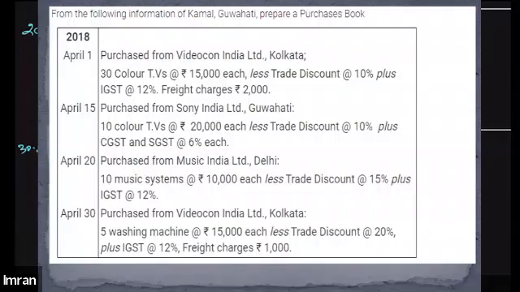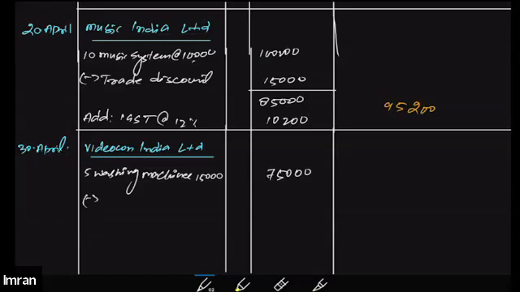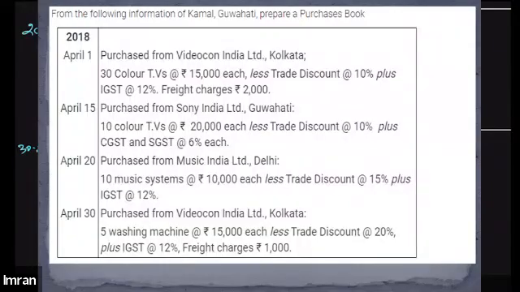And then we will be getting a trade discount as well. Yeah, we got a trade discount of 20%. So we need to subtract 20% less trade discount. 20% of 75,000 will be 15,000, I guess. We will be subtracting this and we will get 60,000. And on this amount, we will be charging input IGST at the rate 12%.